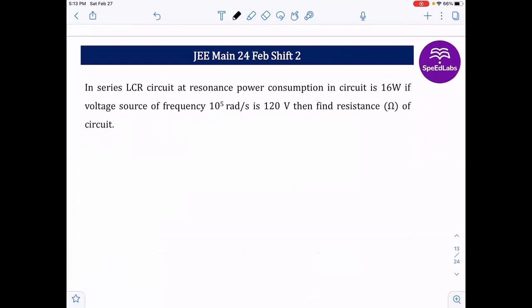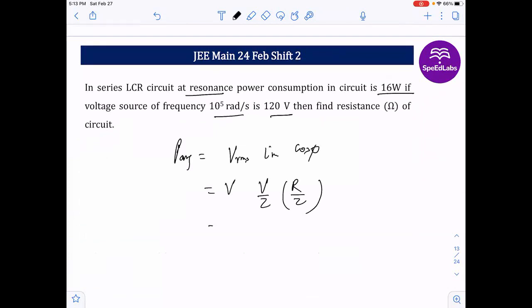One more discussion is there. The power consumption in the circuit is 16 watt, 10 to the power 5, 120. They want to know the value of resistance of the circuit. You know very well the average power is VRMS, IRMS, cos phi. But they are saying the power consumption at resonant frequency, at resonance, cos phi can be written as R by Z, and IRMS can be written as V by Z.